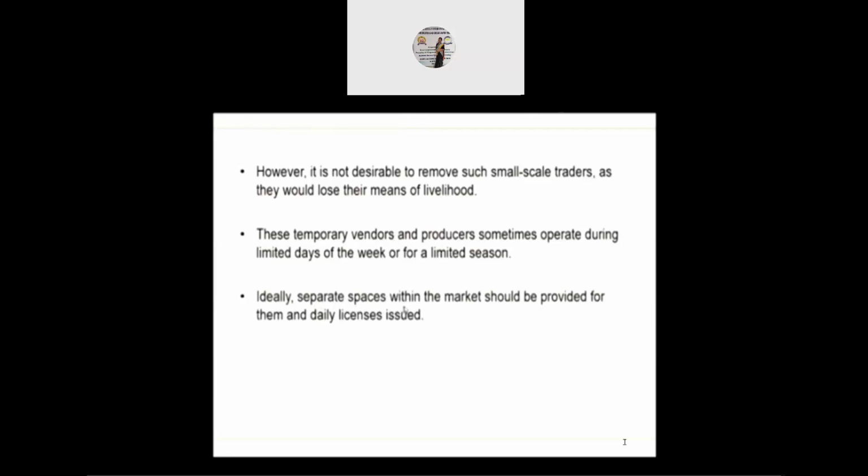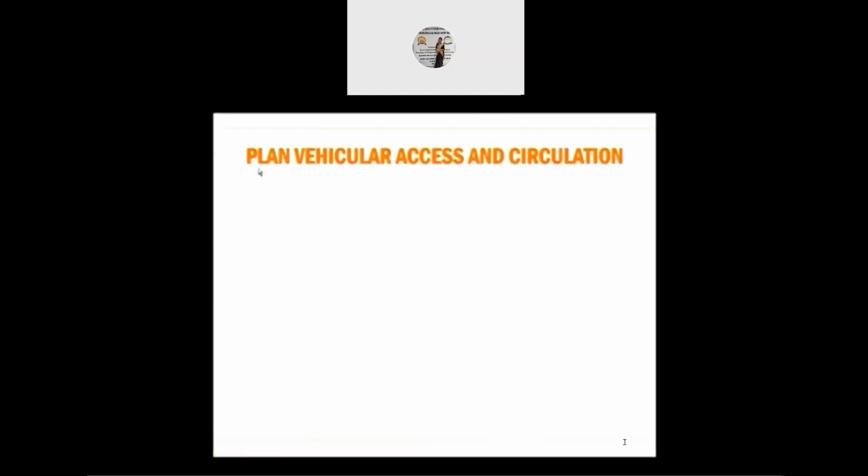Ideally, separate spaces within the market should be provided for them and daily licenses issued. So we can maybe allocate space within the market, so they do not disturb or take away the opportunities of the permanent sellers, and they also have a good space, and they can get daily licensing. With the license, they can use the space for just one day, and when they need it again, they have to get another license for one more day. So this can be a design solution that planners can ensure is getting executed.